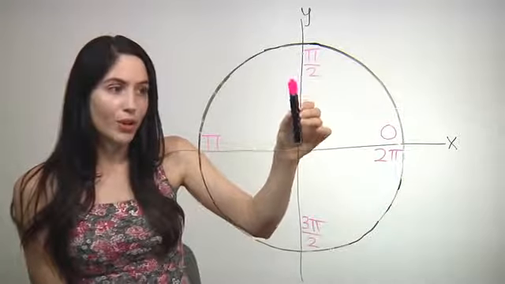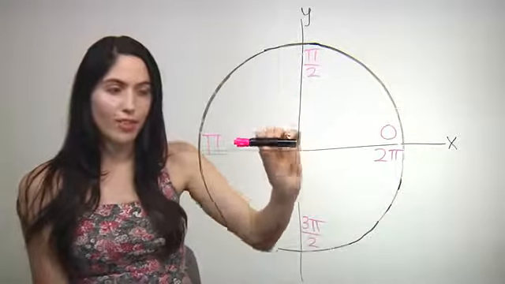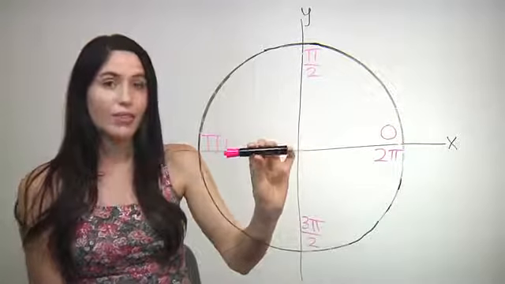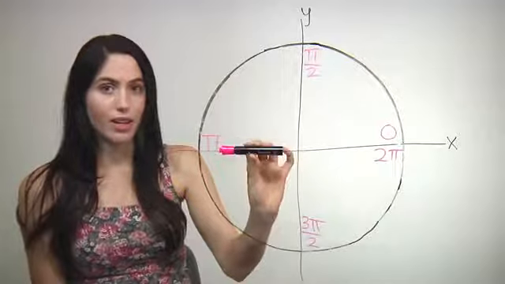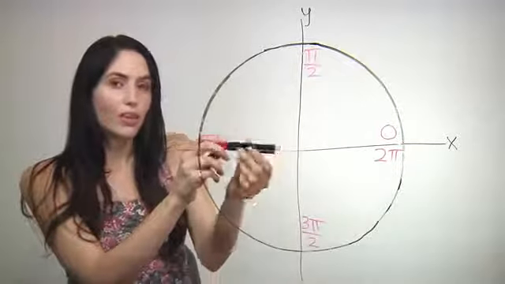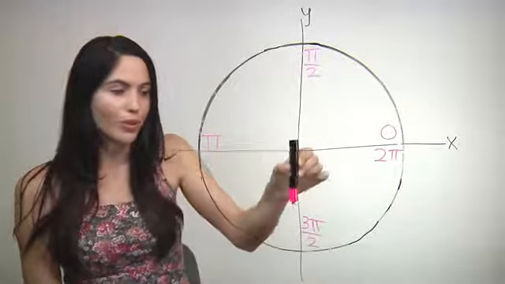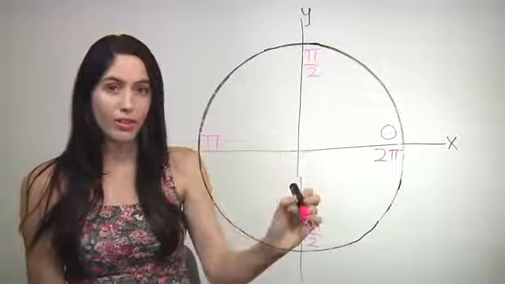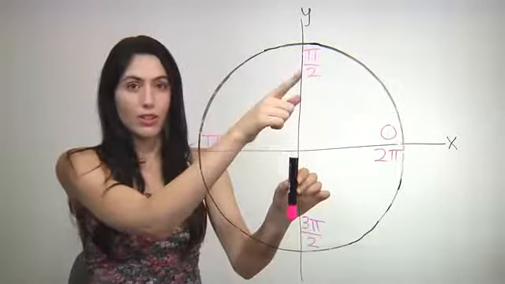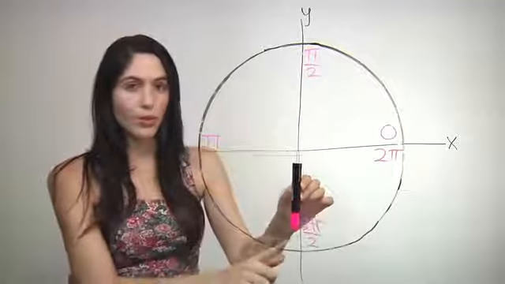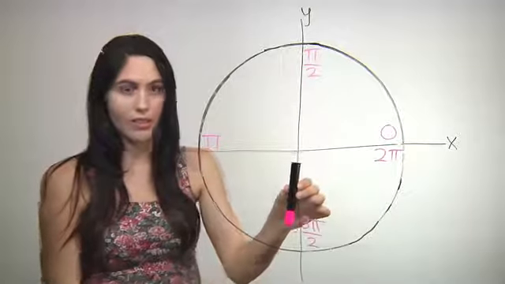Then if we move another quarter of the way through the circle, we have the angle pi. This is half the circle. So the whole circle will be 2 times that, 2 pi. Then if we move another quarter of the way through the circle, we have the angle 3 pi over 2. 1 quarter through the circle was pi over 2. So 3/4 of the way around the circle is 3 pi over 2.